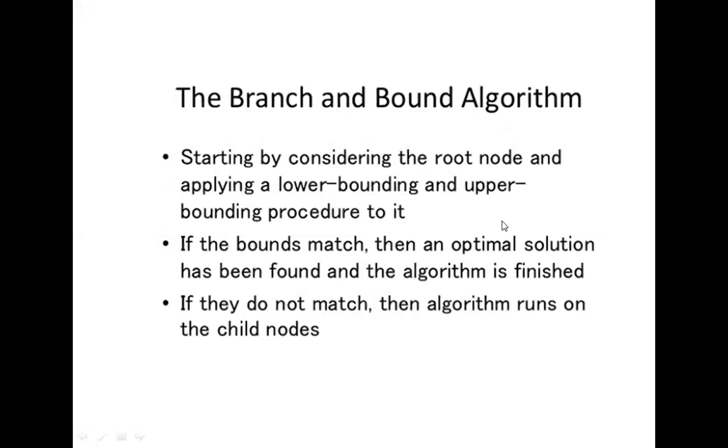So branch and bound starts by considering the root node and applying lower bounding and upper bounding procedures to it. If the bounds match, then the optimal solution has been found. If the bound is matched, so here I consider 13. The bounds match, the optimal solution is found, and the algorithm finishes. If they do not match, the algorithm runs on the child nodes.